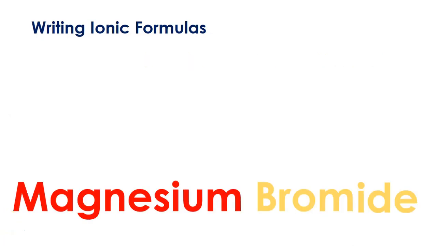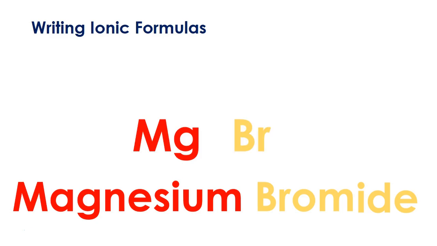So let's start by talking about how we can write ionic formulas from our ionic name. We have this example here, magnesium bromide. The easy part is just indicating what elements we're talking about. So we know magnesium, that's our metal, it's going to go first, and the symbol is Mg. And then we have bromine, and that is just Br, and it's a nonmetal, so your nonmetal always goes second.